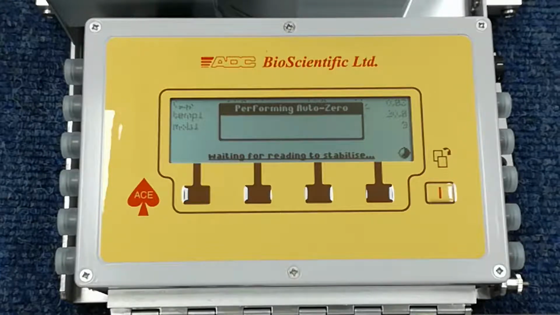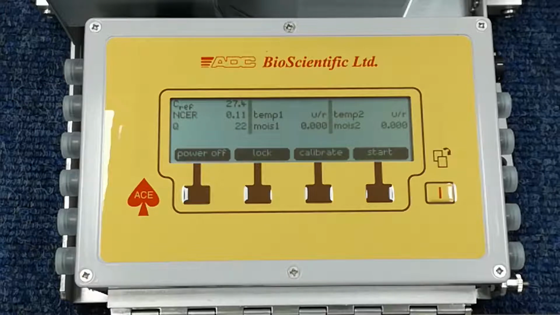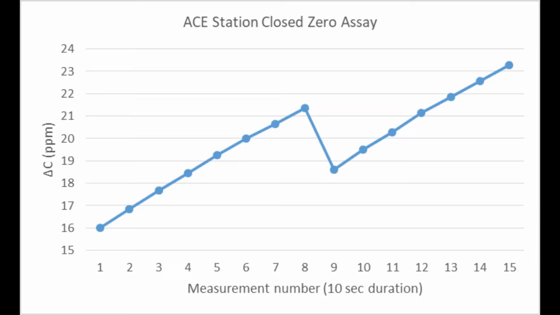This value is used to recalculate ambient CO2 and so produce calibrated delta CO2 and NCER, net carbon exchange rate, values. Here is an example dataset plotted to show delta C CO2 in parts per million against measurement number.